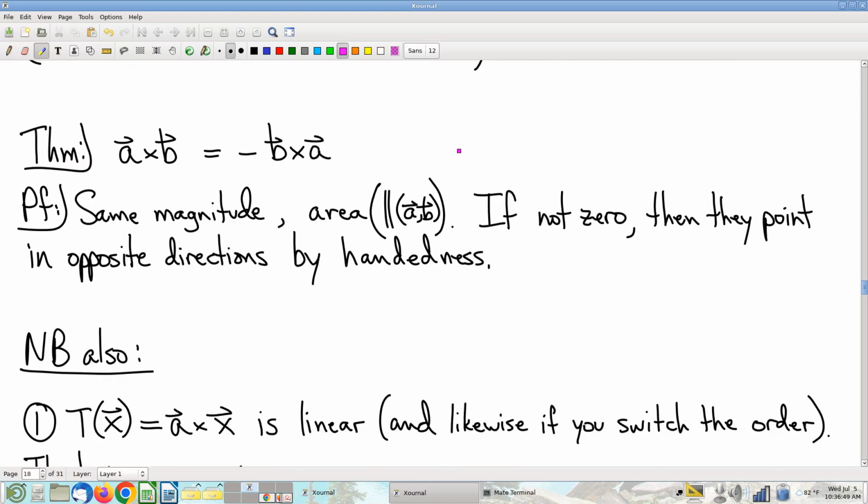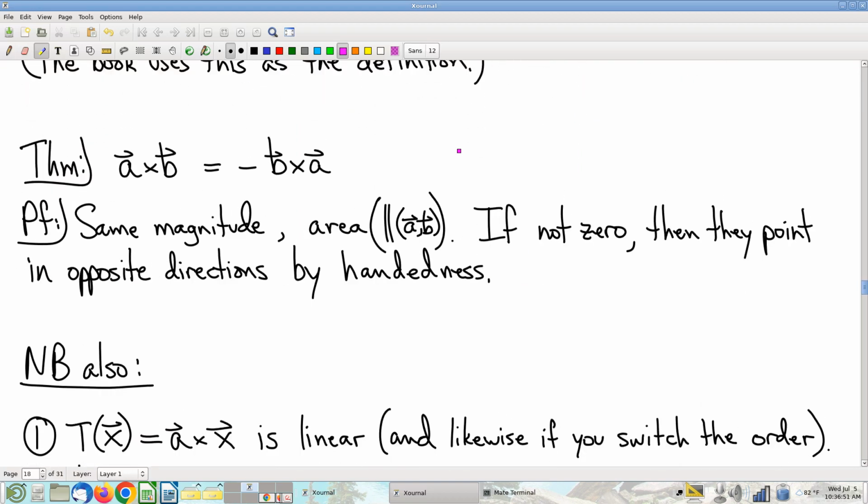Okay. To your question about the ordering, it is not commutative. There is a minus sign there. If you switch the 2 vectors, you don't get the same thing. So cross product is not like regular scalar multiplication, and it's not like a dot product. Dot product's commutative. Cross product's not.